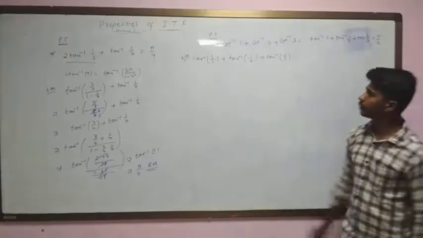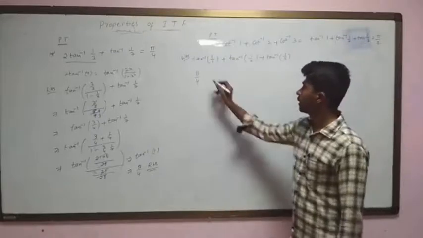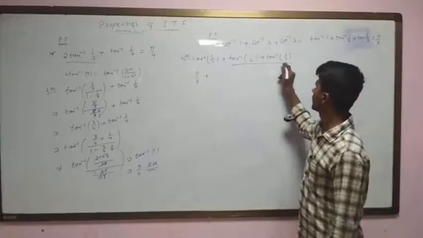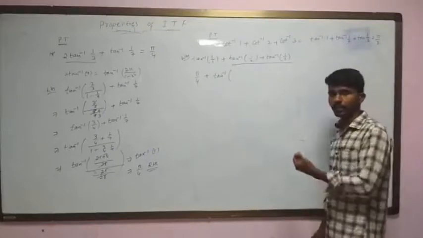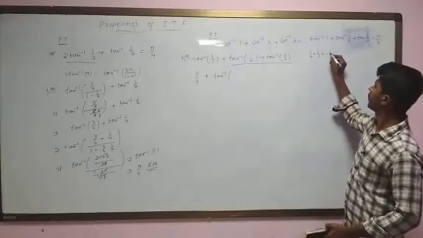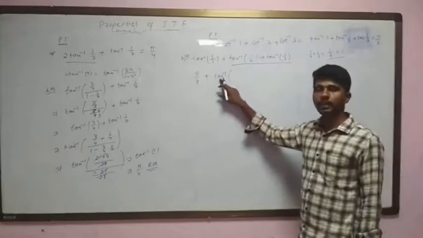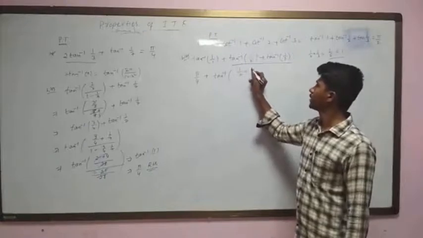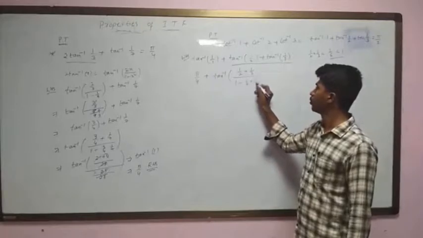Now we have to simplify this. What is tan inverse of 1? Tan inverse of 1 is nothing but pi by 4, plus tan inverse of x plus tan inverse of y formula. Tan inverse of x plus tan inverse of y, check whether xy is less than 1 or greater than 1. 1 by 2 into 1 by 3 is equal to 1 by 6, less than 1. So we go to the first one, which is nothing but tan inverse of x plus y by 1 minus xy. So 1 by 2 plus 1 by 3 by 1 minus 1 by 2 into 1 by 3.